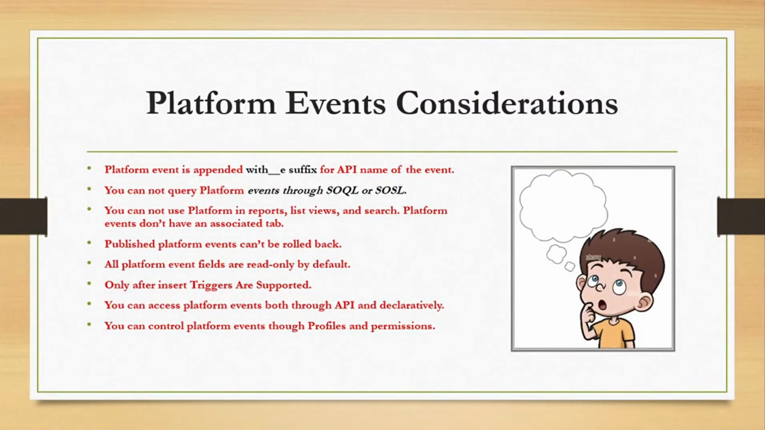Platform event considerations. Platform events are appended with the __e suffix for the API name of the event. You cannot query platform events through SOQL and SOSL. You cannot use platform events in reports, list views, or search, and platform events don't have an associated tab. A published platform event can't be rolled back. All platform event fields are read only by default. Only after insert triggers are supported. You can access platform events both via API and declaratively. You can control platform events through profiles and permissions.